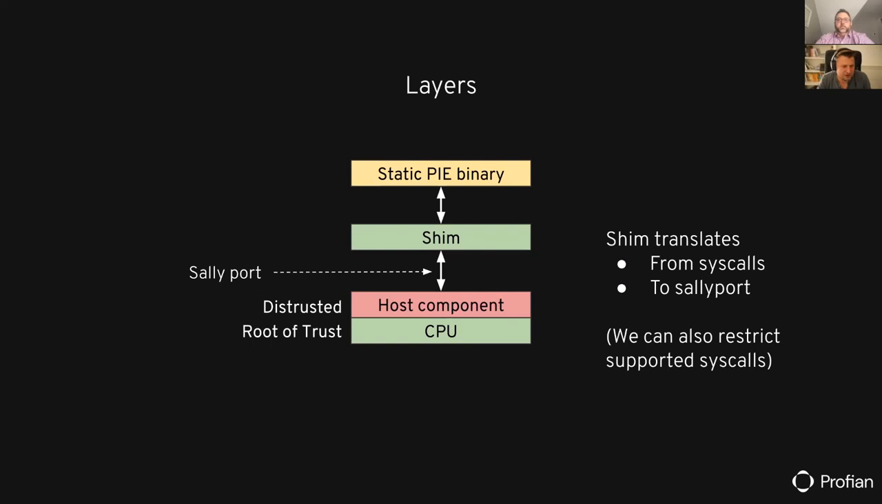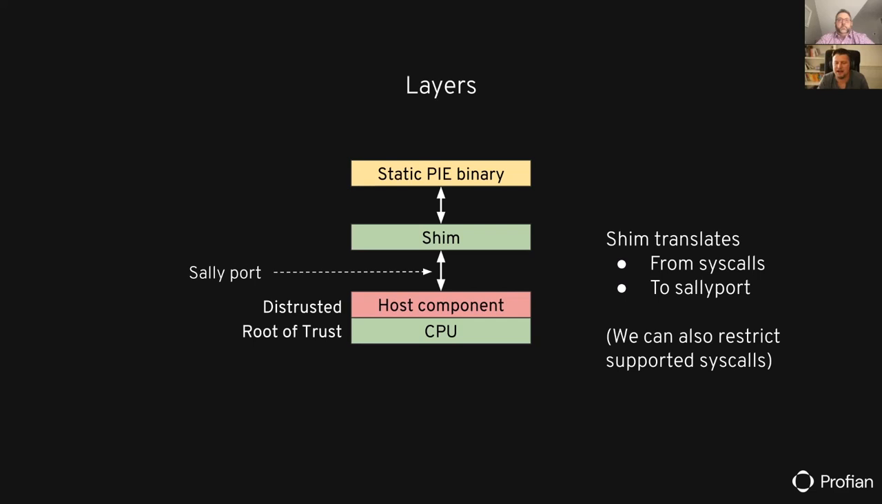The shim interprets those syscalls and serializes them over the Sally port interface into a buffer. This buffer is shared between the host and the shim and is not encrypted. And via some mechanisms, the host is then triggered to interpret that data. It will deserialize the data. It will verify all the parameters. It does not trust the shim, as the shim does not trust the host.